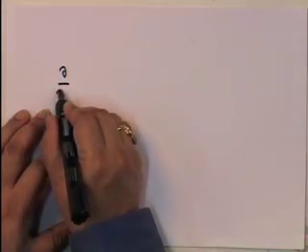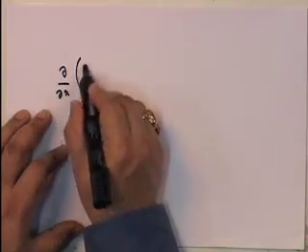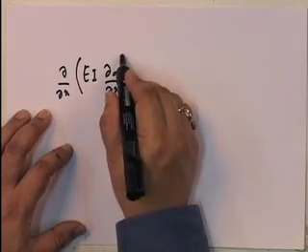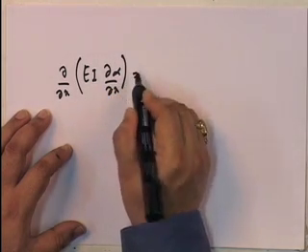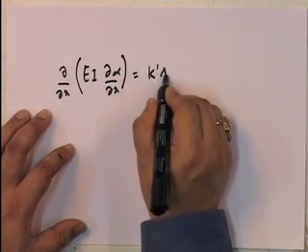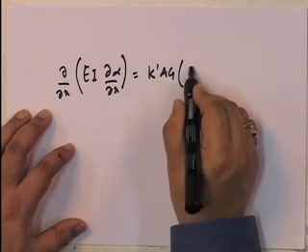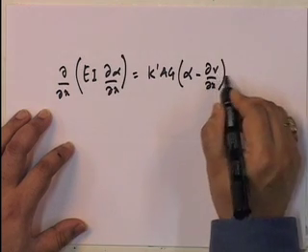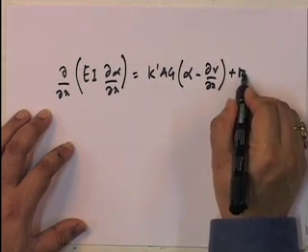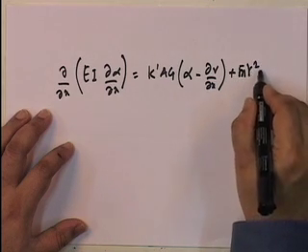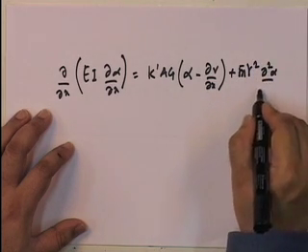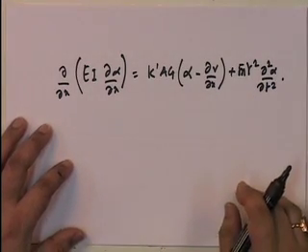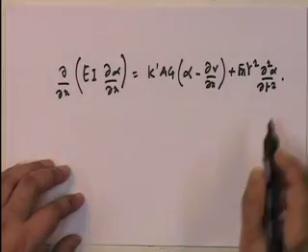del by del x of EI del alpha by del x is equal to K prime A G into alpha minus del v by del x, plus m bar r squared del squared alpha by del t squared. Now, you understand this equation, I would like to write it in terms of v.